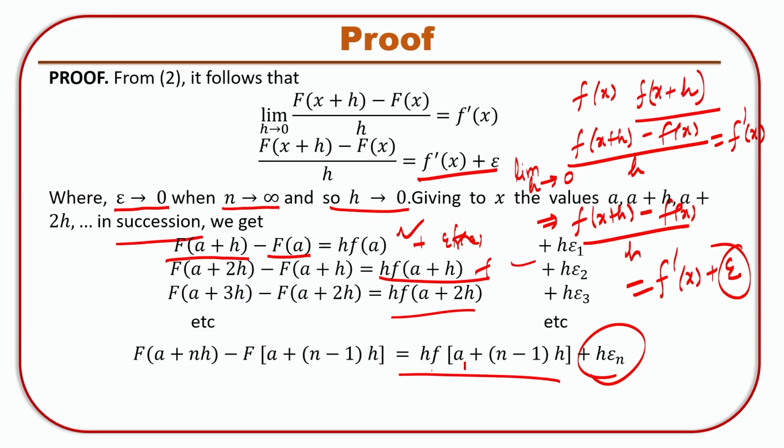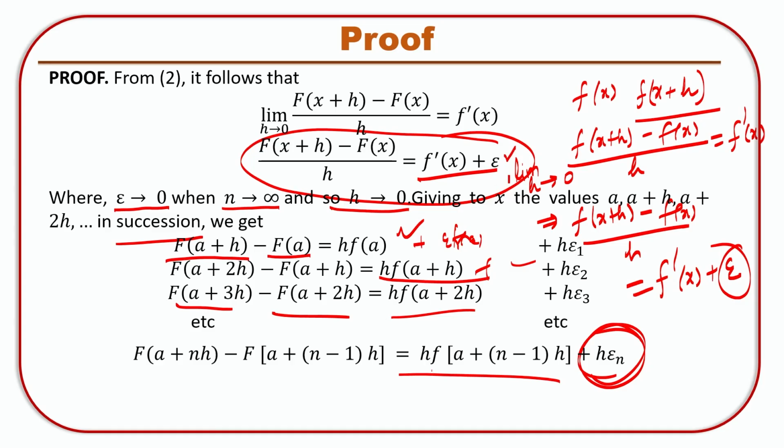So h into f(a) plus (n−1) into h plus h into epsilon, because you had already found out that the difference quotient (F(x+h) − F(x))/h is nothing but f dash of x plus epsilon. Don't be confused with the capital F and the small f. Capital F is the antiderivative while small f is the derivative of that function. So these two are quite different things, and you can say opposite things.